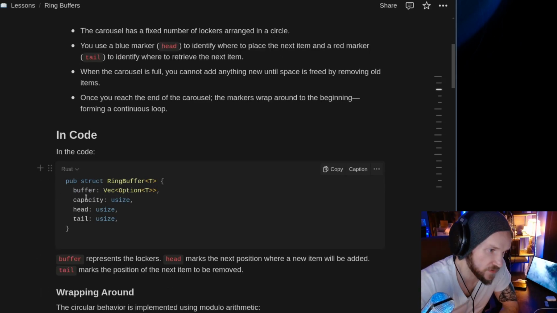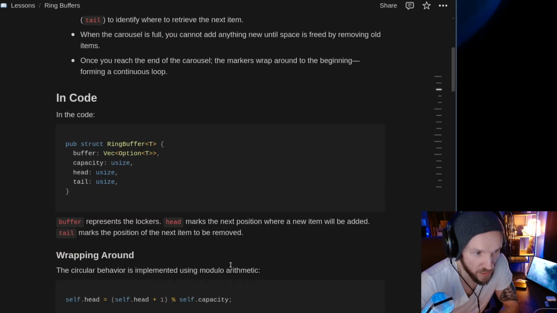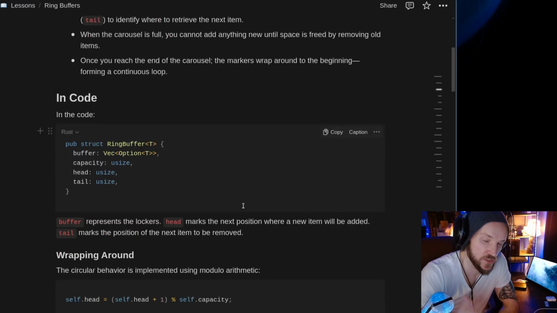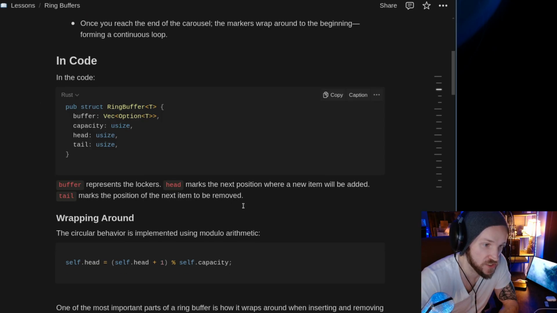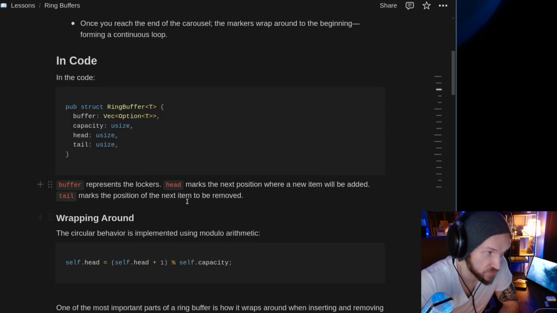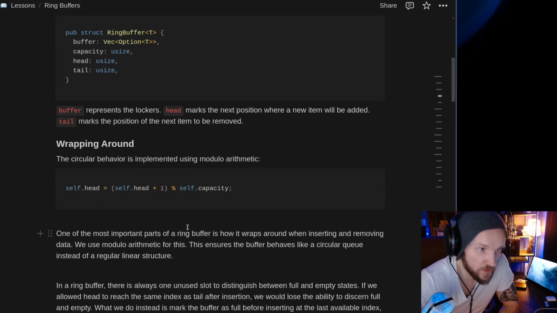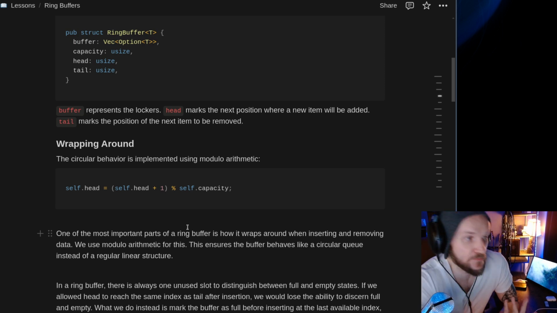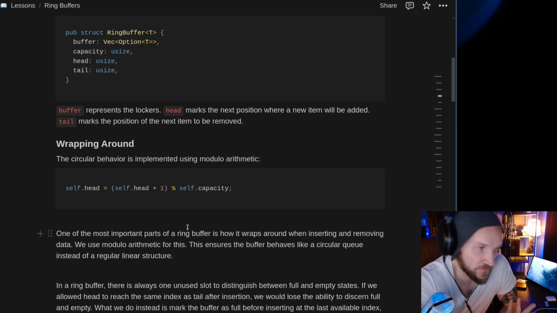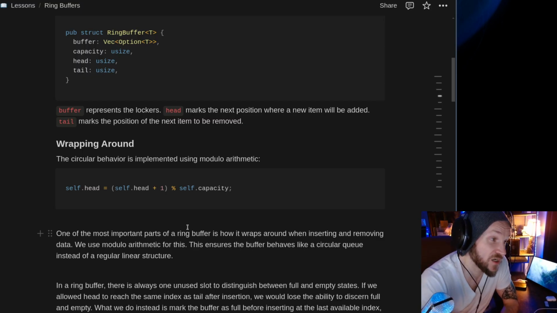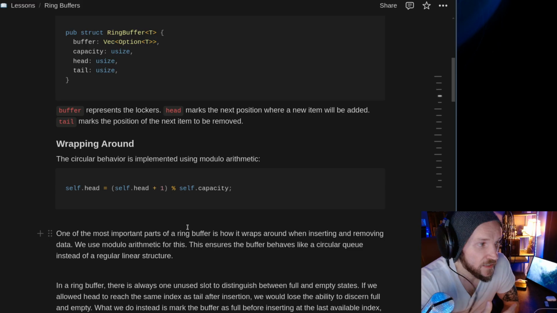Okay, so the structure. We define a buffer which has a capacity, a head, and a tail. The buffer is like the lockers. Head marks the position where a new item will be added, and tail marks the position of the next item to be removed. Now, the wrapping around behavior is the most important thing when it comes to a ring buffer. And it's implemented using modular arithmetic. If you don't know what modular arithmetic is, I'm going to go into it a little bit after this.